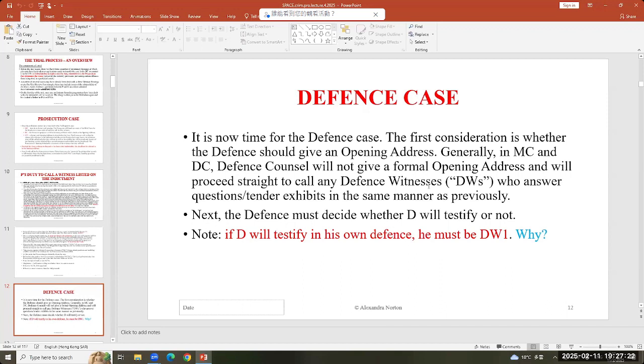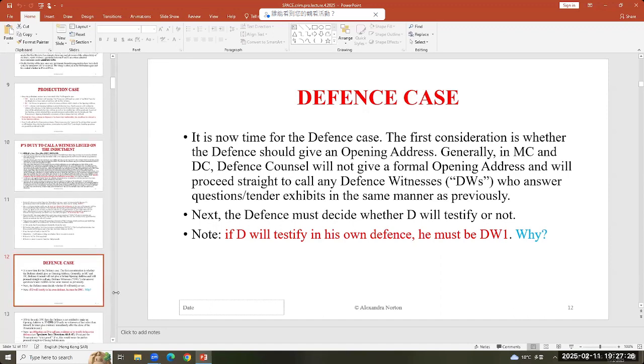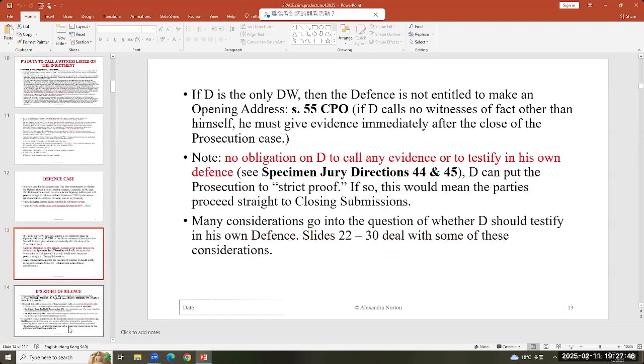But if the defendant is going to testify in his own defense, he must testify before any other defense witnesses that are going to be called. The reason's obvious, so that the defendant, getting the opportunity to sit in court and listen to the testimony of the defense witnesses, is not persuaded to change his testimony. So he goes first, and any defense witnesses have to come after him.